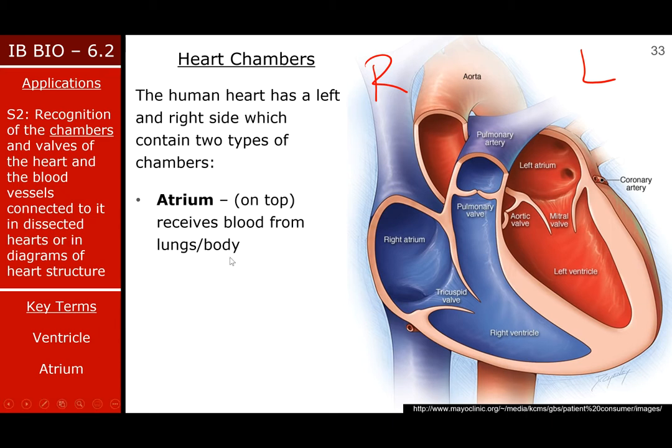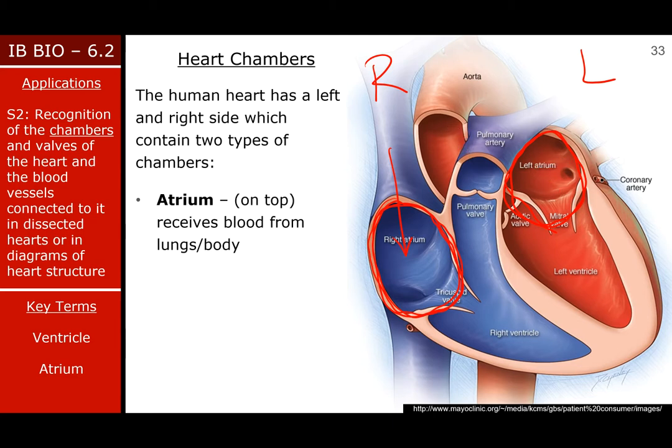Okay, atriums. Atriums are on top. So here we have the right atrium. And this is the top chamber of the heart. And here we have the left atrium. Okay. And these guys are receiving blood from either the lungs or the body. So atriums receive the blood. They're the first chamber of the heart that blood goes into, right? So whether it's in that way or whether it's in this way.